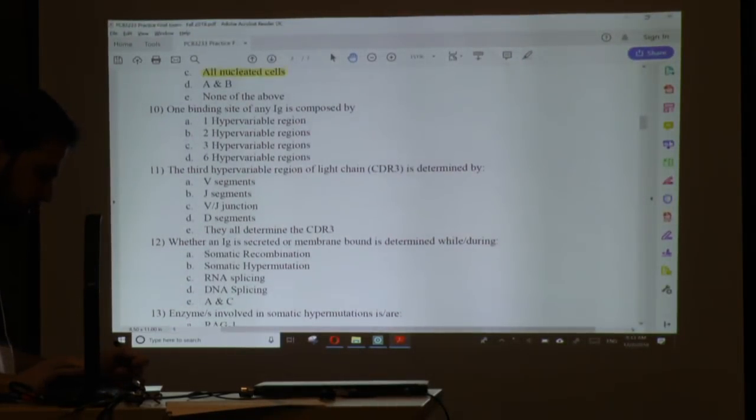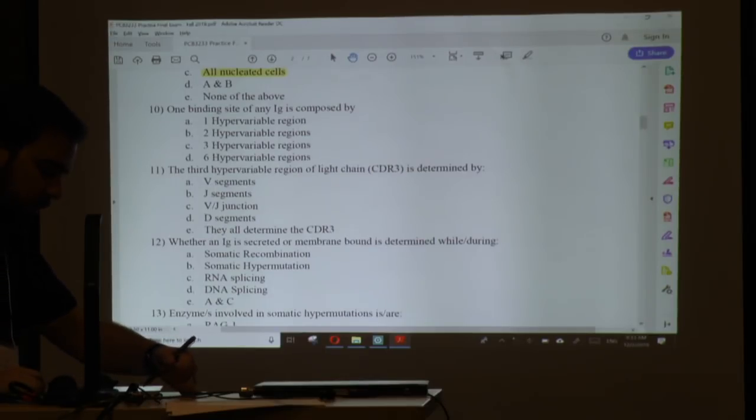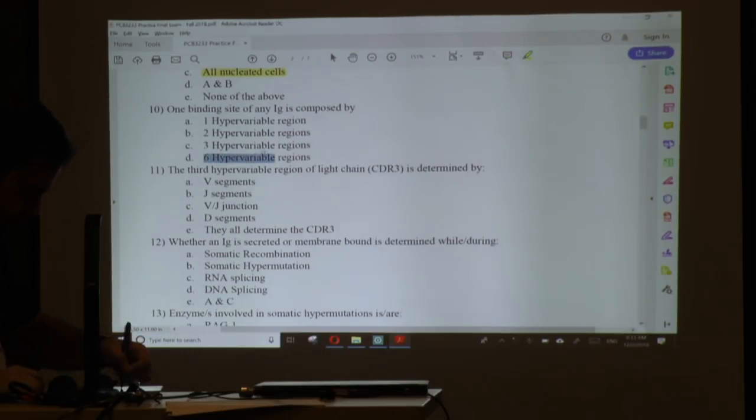So then, one binding site of any immunoglobulin is composed of 6 hypervariable regions.